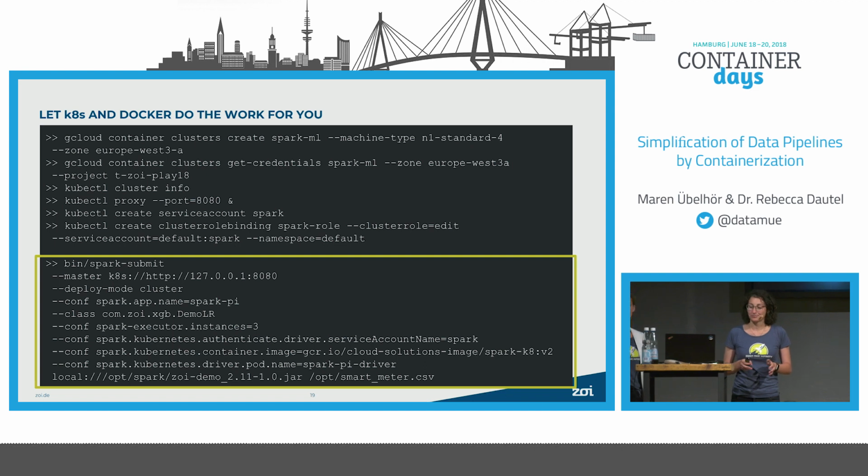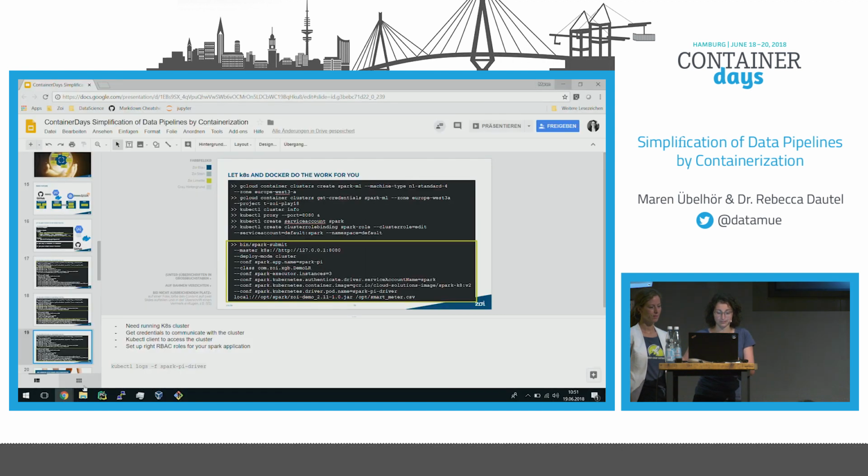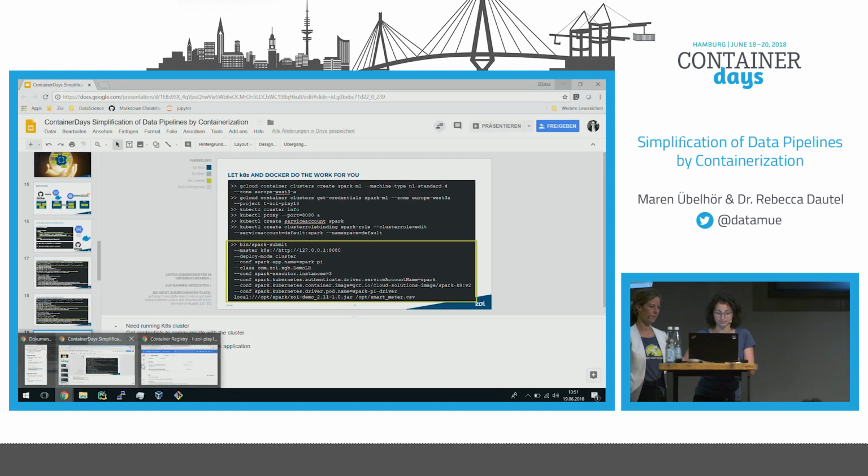And here you just specify how many executors you want. I want 3 Spark executors, and you can also give the driver pod a name, so it's easier later to access it and get the logs. All right, so let's submit the Spark job.